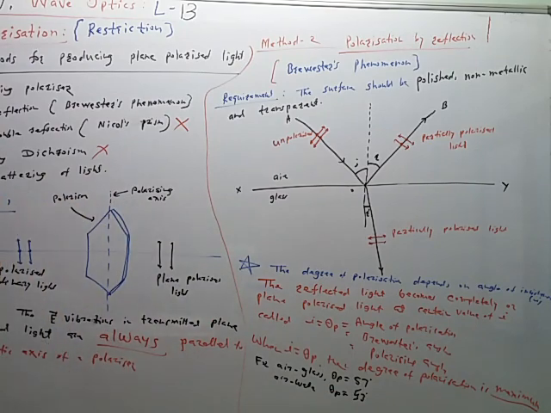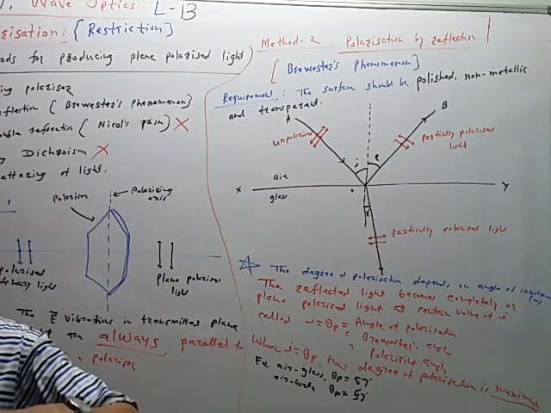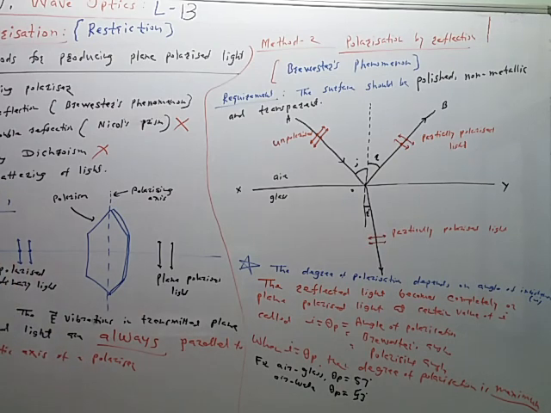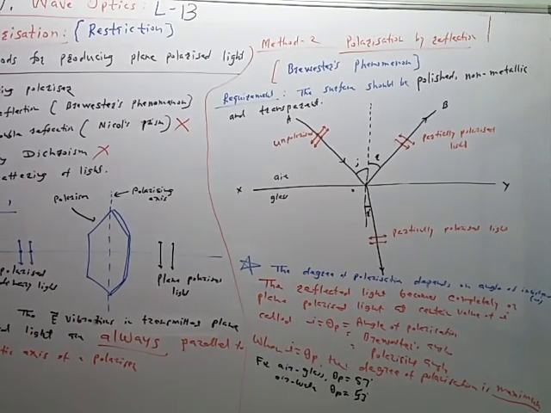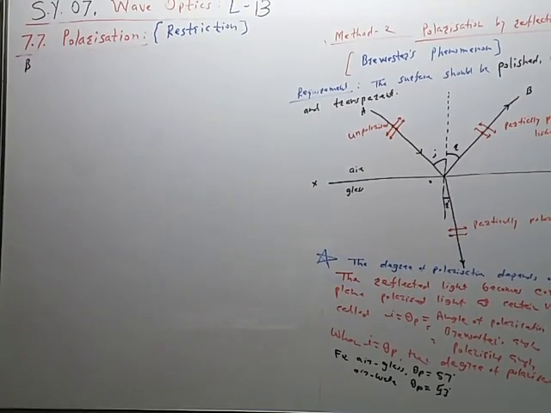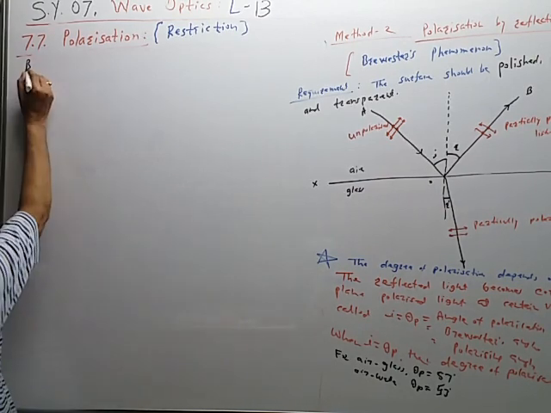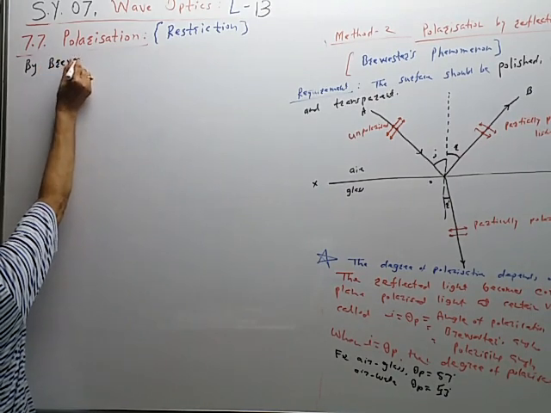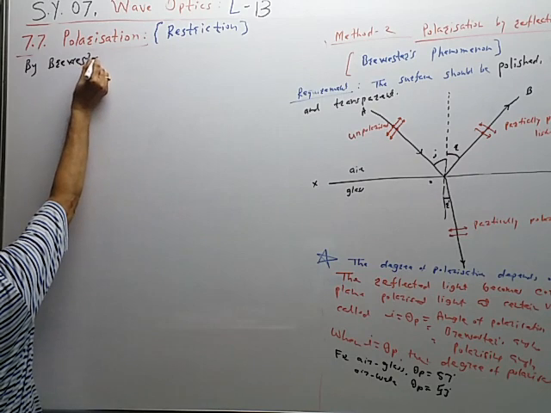Now, why these particular values are observed, that we have to explain. So now let us explain this phenomenon in detail. This is the rough diagram that we have used. Now let us see this Brewster's phenomenon in detail. The observations by Brewster are like this.